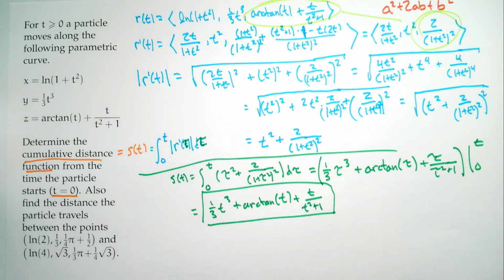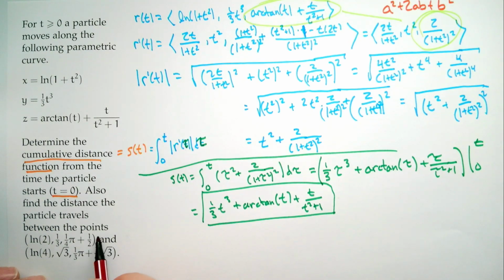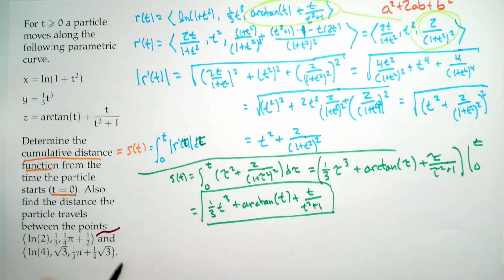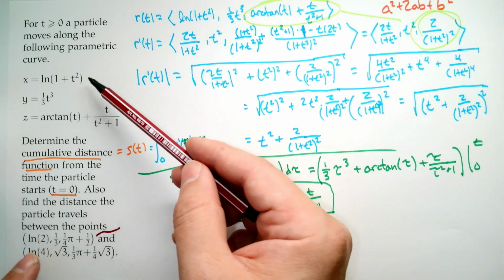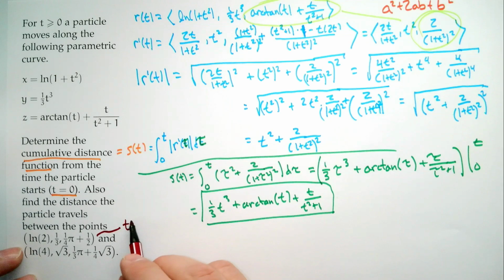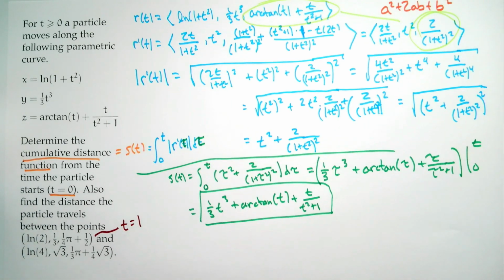So how do we figure out our distance traveled? Well, first thing we should do is say, where are we? For what values of time am I at this expression, log 2, 1/3 · 1/4 π + 1/2? Well, let's look at the x-coordinate. I need log 2 to be log of 1 plus t squared. What does that tell me about t? t should be 1. So that says at time 1, I'm at this initial point.